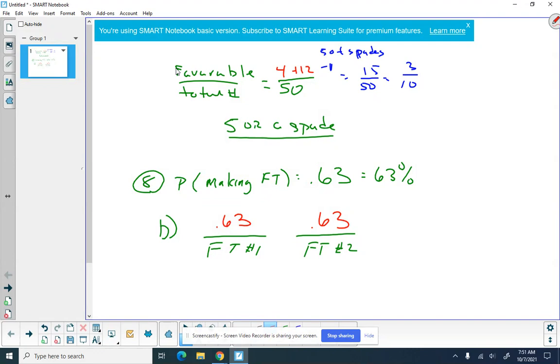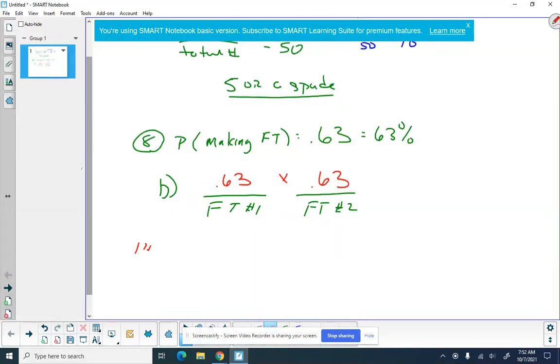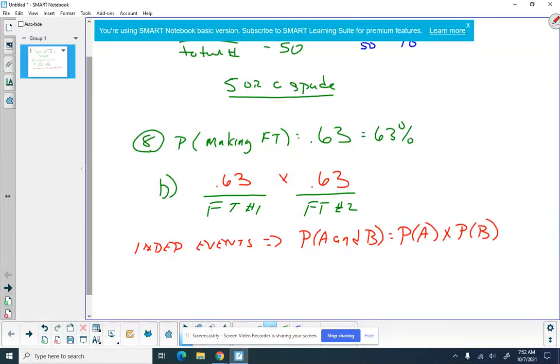So to calculate the probability of making both free throws, what do we do with these two values? Jenna, what do you think we should do with these two values? Multiply them together. Because once again, if we take a look back at the definition, if you have independent events, the probability of A and B is the probability of A times the probability of B.